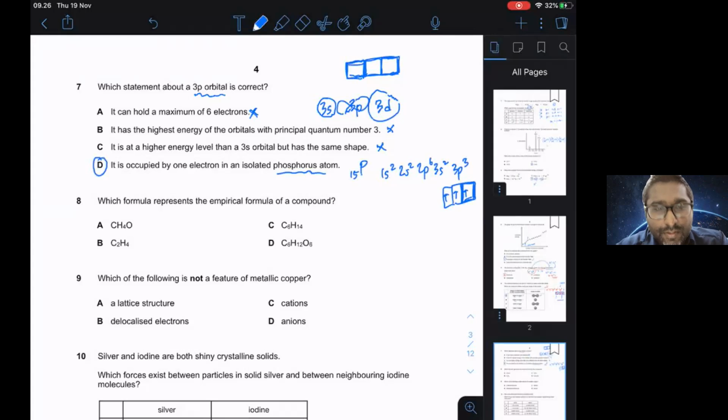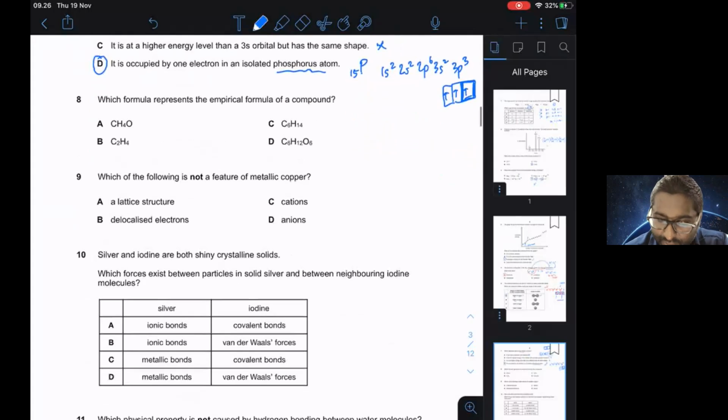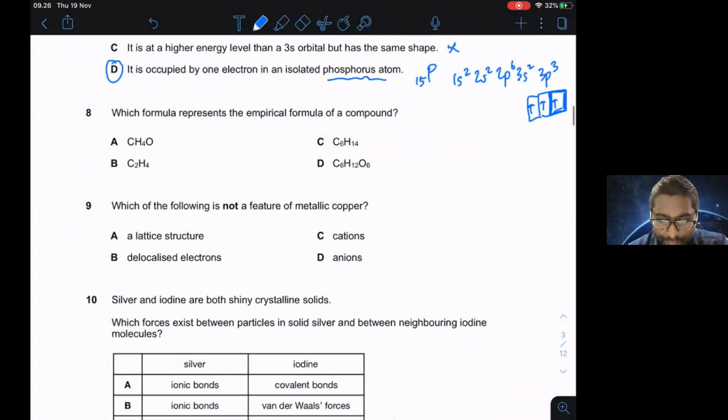Next, which formula represents the empirical formula for a compound? The empirical formula is the simplest ratio. So this is going to be 1, 4, 1, which cannot be divided anymore. So that's going to be the answer A. Which of the following is not a feature of metallic copper? Anion, cation, localized electron, lattice structure should be a feature.